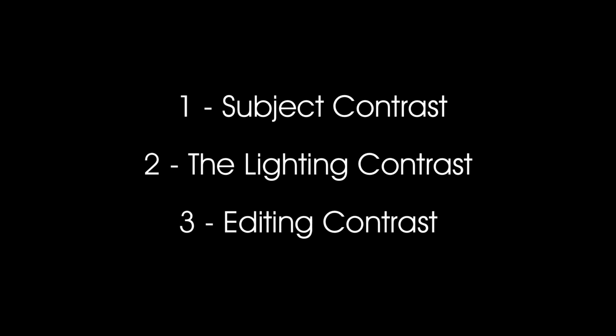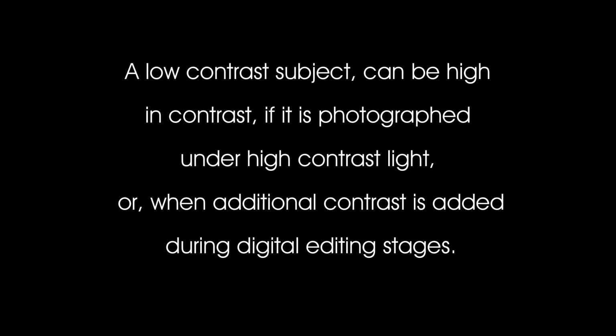The second contrast area is the lighting contrast, the amount of contrast in the light at the time of taking the picture. And finally, editing contrast, where we edit and change the contrast in digital editing software, such as Camera Raw and Photoshop. And the final contrast in an image is the combination of these three elements. A picture of a low contrast subject can be high in contrast if it is photographed under high contrast lighting conditions, or when additional contrast is added during the digital editing stages. And also, a high contrast subject could look low in contrast if photographed in low contrast lighting.